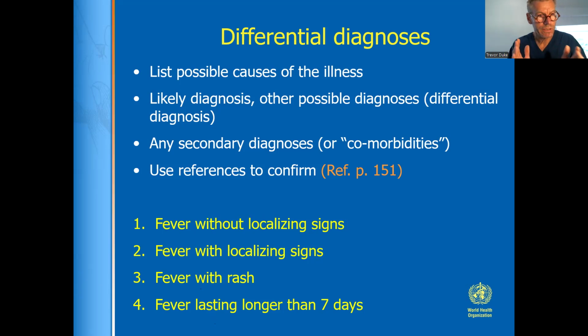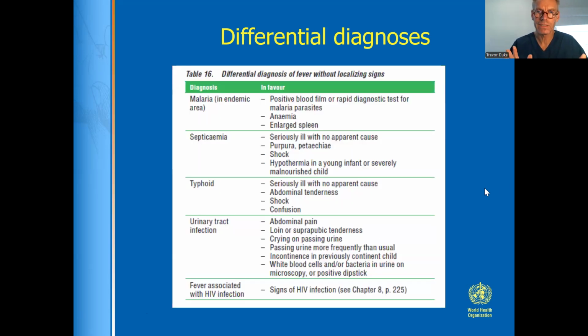In the WHO Pocketbook of Hospital Care for Children, there are tables that list the diagnoses, and then they list the signs or symptoms that would be in favor of such a diagnosis and make it more likely. So you can read them and learn that yourself. When you are taking a history and doing an examination, you can rule in or rule out different diagnoses or prioritize a diagnosis. That's what you're trying to do. This is the part of the table for fever without localizing signs.